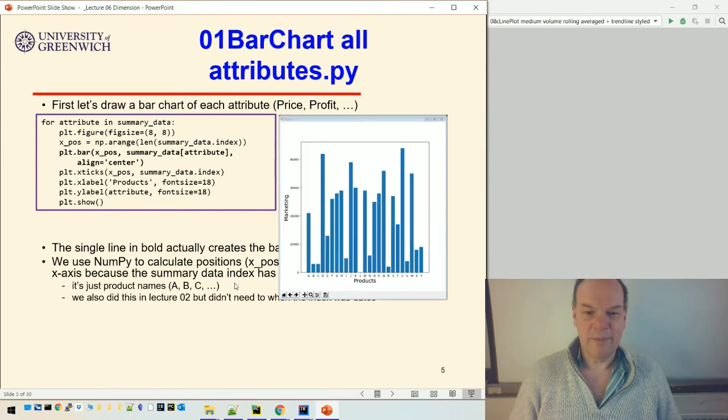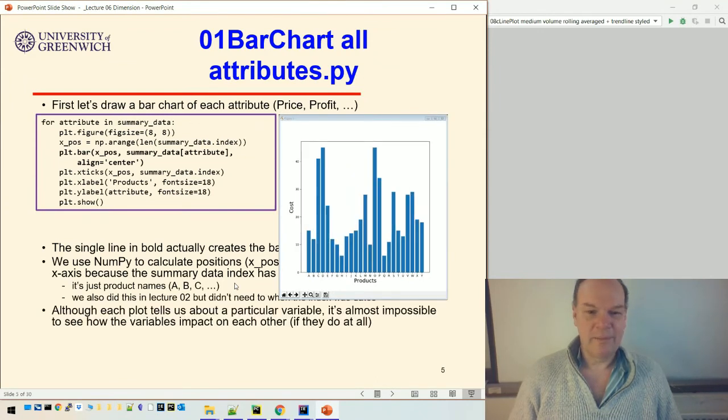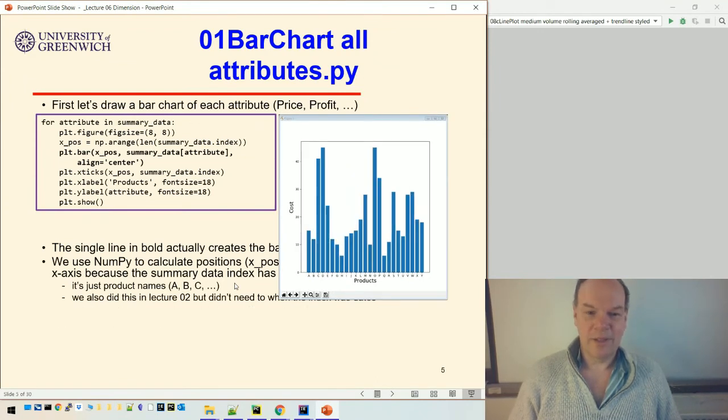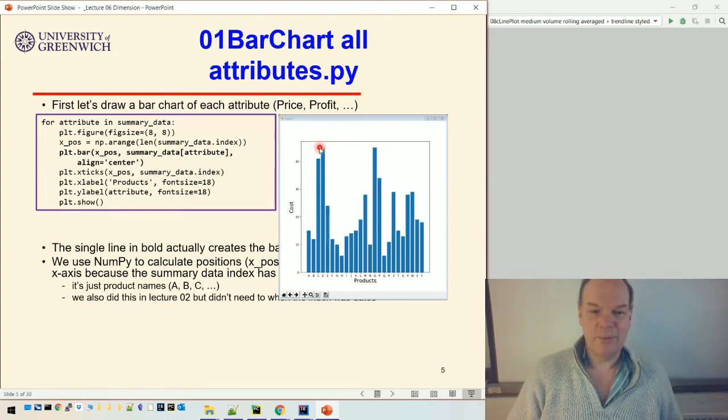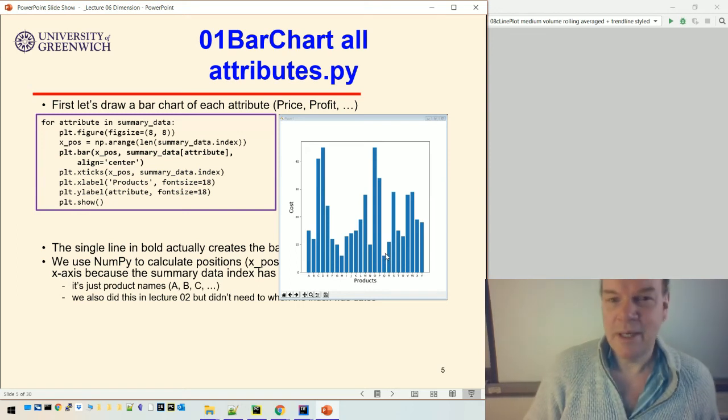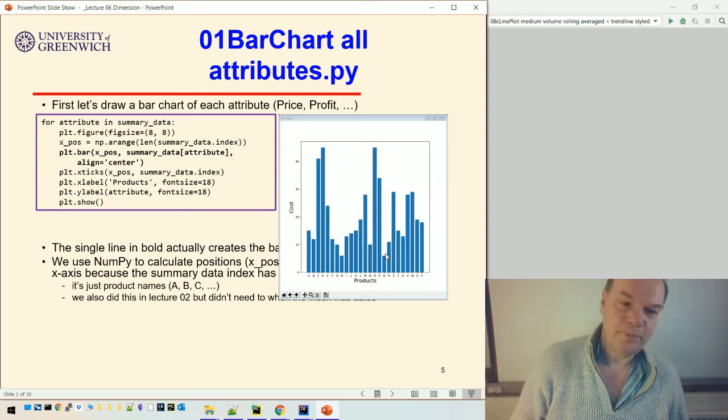So going back to our picture, there's the cost. Again, this could be derived from those other two charts, and you can see the cost there goes between around 45 down to about 5. So some products are cheap for the company to buy, some products are quite expensive.